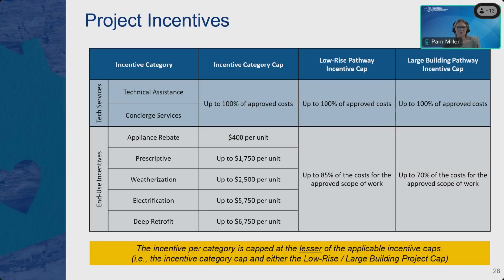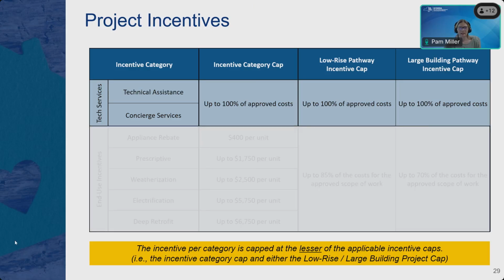So this is what I think a lot of you have been waiting for. Here is a look at the available incentives. We have incentive category caps, and we have pathway incentive caps, whether you're a low-rise pathway or a large building pathway. This table doesn't include the resilience enhancement incentives that we spoke about earlier, which are in addition to the incentives you're seeing in this table. Those will be discussed in just a few slides.